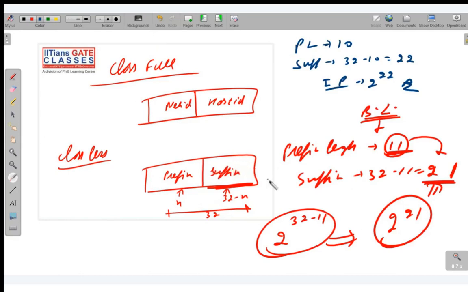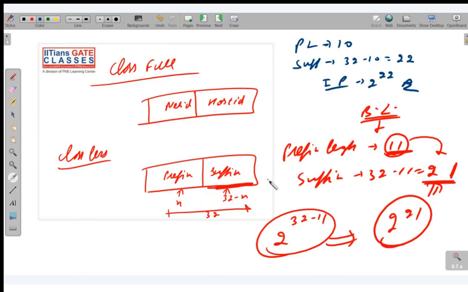Is it okay now? Yes, sir. Please write it. If prefix length is less, the number of IP addresses will be more, and vice versa. Vice versa means we have written it shortly.